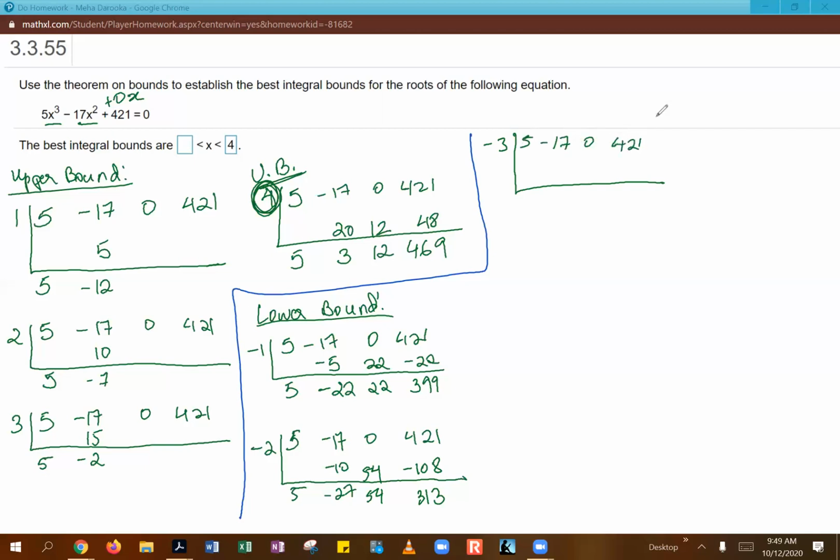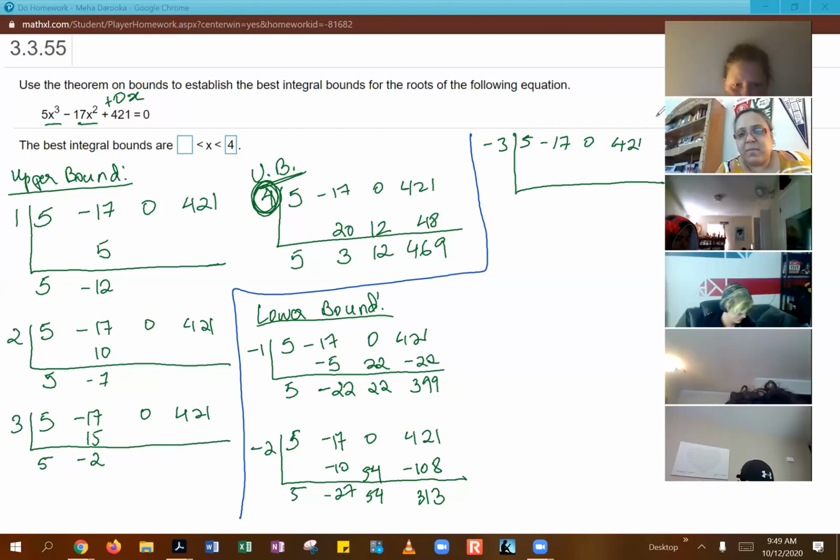So keep trying and let me see what numbers you guys come up with where you are getting that lower bound at.